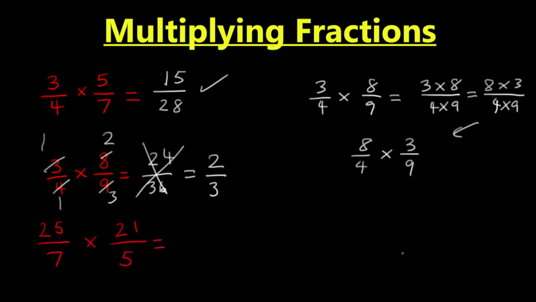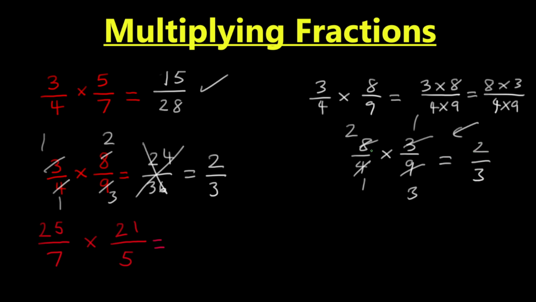Now, once you get to this step, it's kind of clear that this first fraction can be reduced very easily. 8 divided by 4 is 2. And 9 divided by 3 is 3. And we get our 2/3 again.